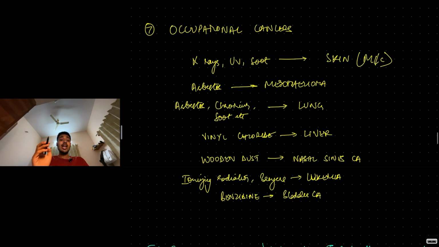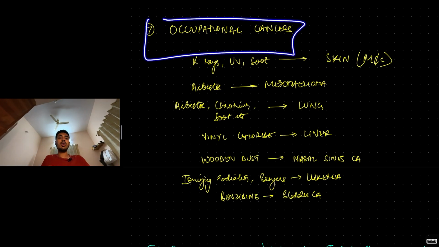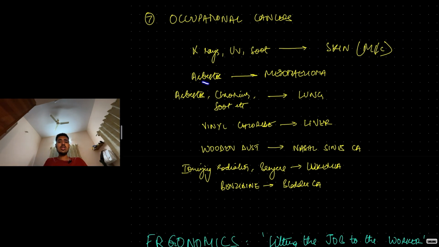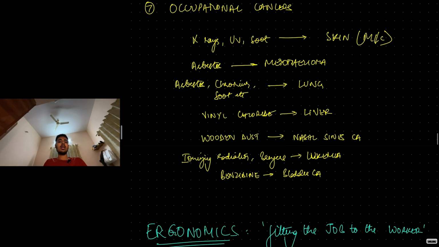And occupational cancers, very important. X-ray exposure, UV exposure, soot exposure onto the skin. Skin cancer. Skin cancer is the most common occupational cancer. Very important. Skin cancer is the most common occupational cancer. That is skin cancer. Asbestos can lead to mesothelioma. Then chromium exposure, asbestos exposure, soot, lung carcinoma.